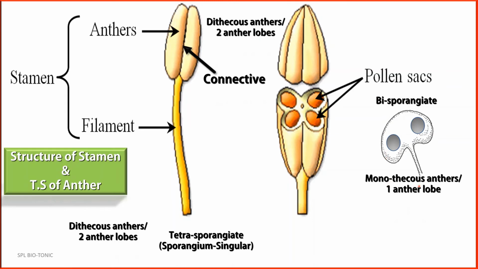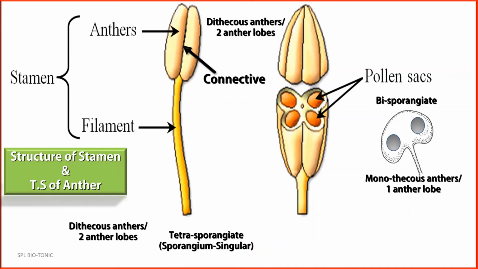Now, look at this monothecous anther. It shows 2 sporangia. So, monothecous anther is bisporangiate in nature. Similarly, dithecous anther shows 4 sporangia. So, it is called tetrasporangiate structure.